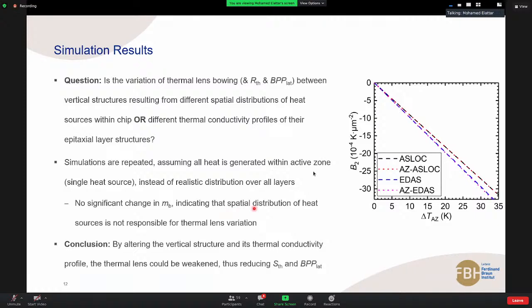So this indicates that the spatial distribution of heat sources is not responsible for the thermal lens variation, but it's rather the difference in the thermal conductivity profiles of the two epitaxial layer structures. So what we can conclude here is that by altering the vertical structure and its thermal conductivity profile, we could weaken the thermal lens, thereby reducing the thermal slope and improving the lateral beam quality.